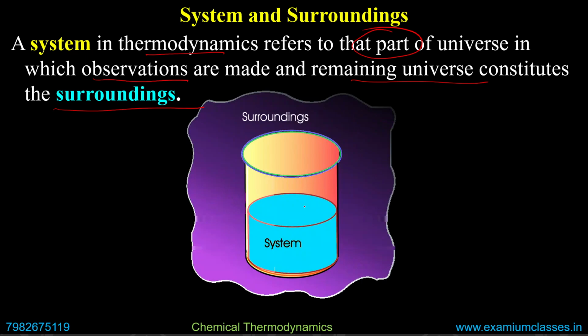So if this is the system, suppose this is a container where a reaction is taking place or any phase conversion, for example ice to water, water to ice, etc., then this is the system. The nearby region is the surroundings, and obviously this whole is the universe.